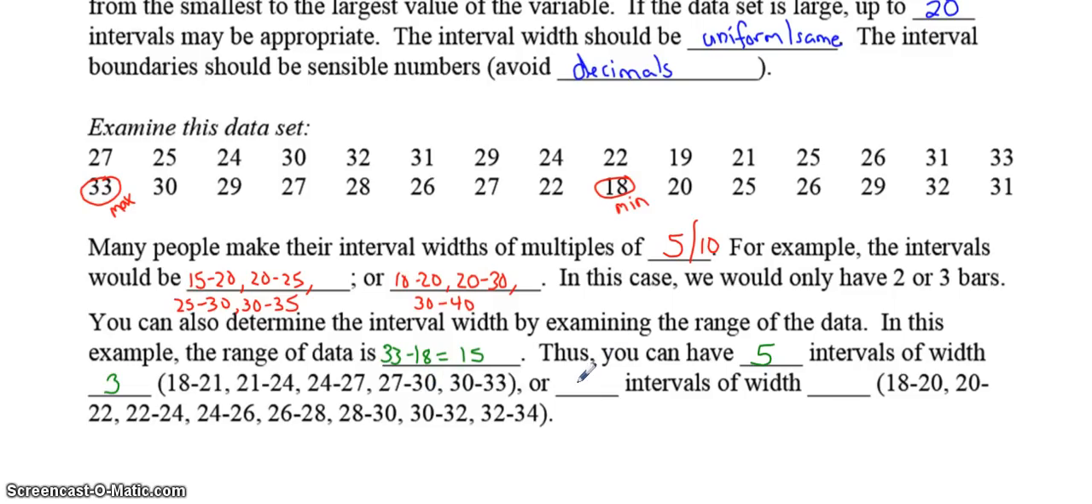Or you could have 8 intervals with a width of 2. So between 18 to 20, 20 to 22, 22 to 24, etc. So as long as you've got between 5 and 10 intervals, you can make your intervals whatever you want. It's best if you make them in multiples of 5 or 10, but if you can't, just as long as you do it without decimals, it makes it much easier for the reader to make sense of your data.